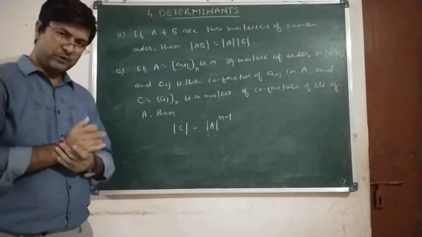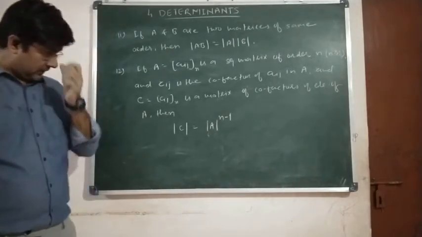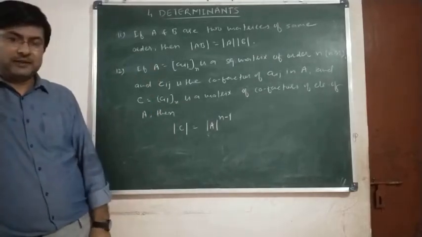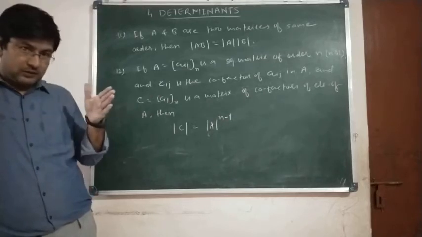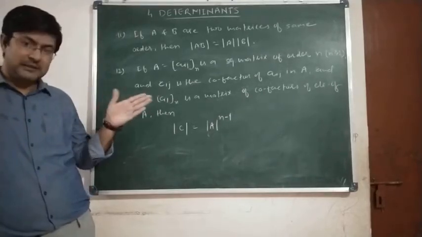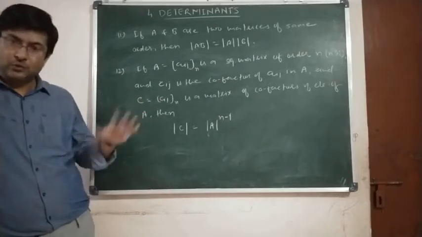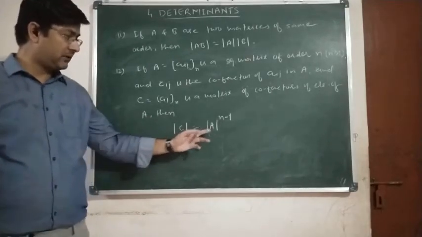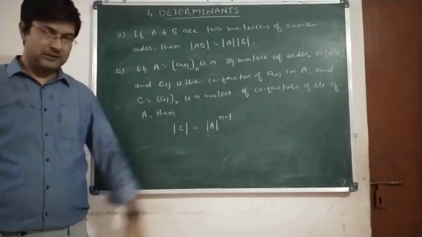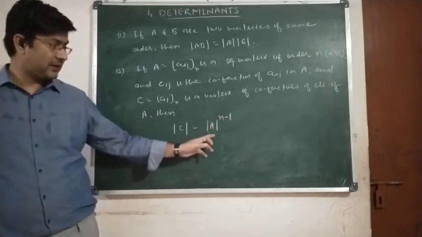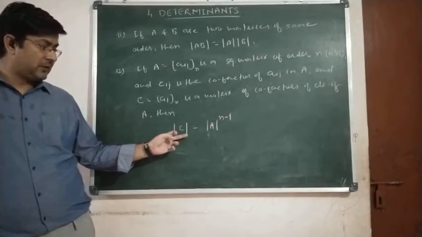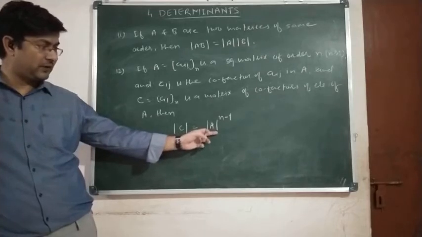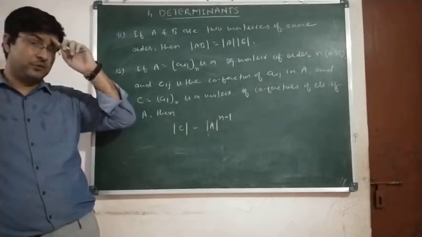Many times this property is used. What is exactly this property? Suppose we have a matrix A, and we can have its determinant, yes or no. Now if you obtain a matrix by replacing each element of matrix A by its cofactor, then the determinant of such matrix C will be equal to determinant of A raised to n minus 1. So suppose A is a matrix of order 3, then determinant of matrix of cofactors of A will be equal to determinant of A raised to 3 minus 1, that is A raised to 2. Clear?